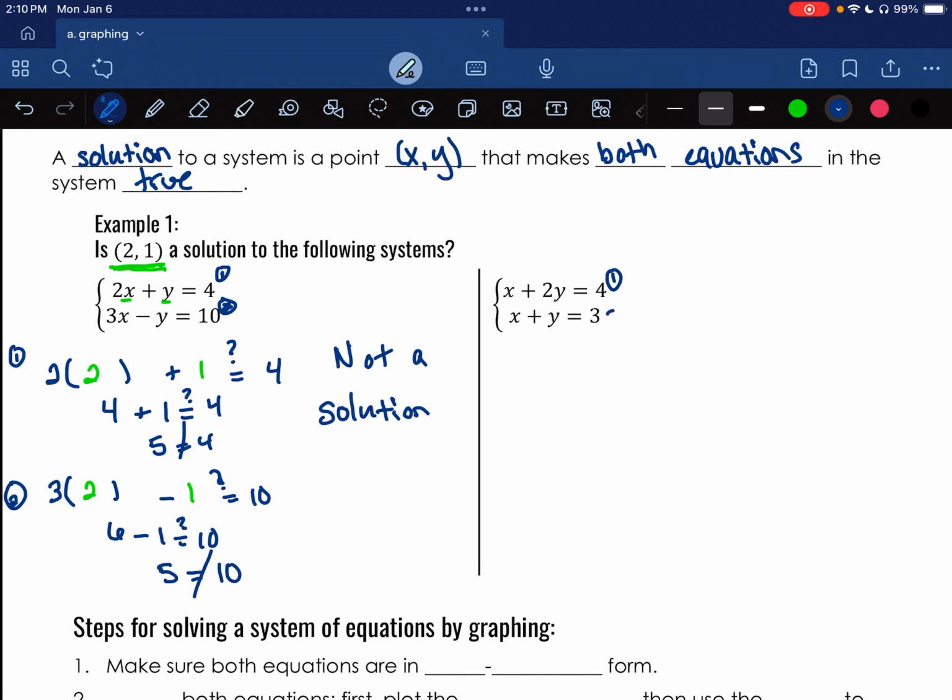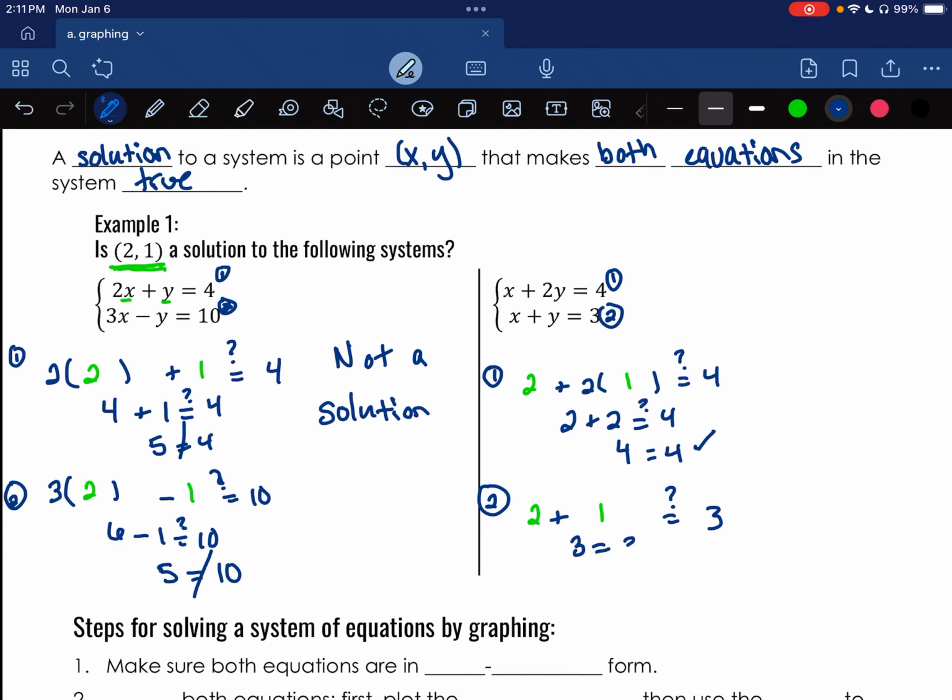All right, same ordered pair, but we want to see now if it works for this system over here. So again, I'm just leaving blanks where I had everything before and those question marks, just in case, because we don't know if this is going to be equivalent yet. I'm going to plug in 2 and 1. So over here, this is going to become 2 plus 2. And we know that's 4. And this is 3 equals 3.